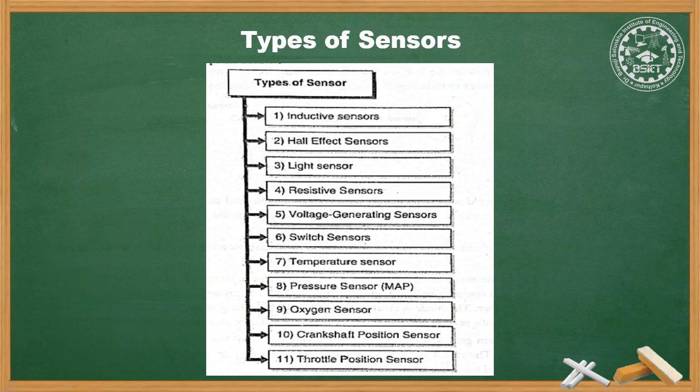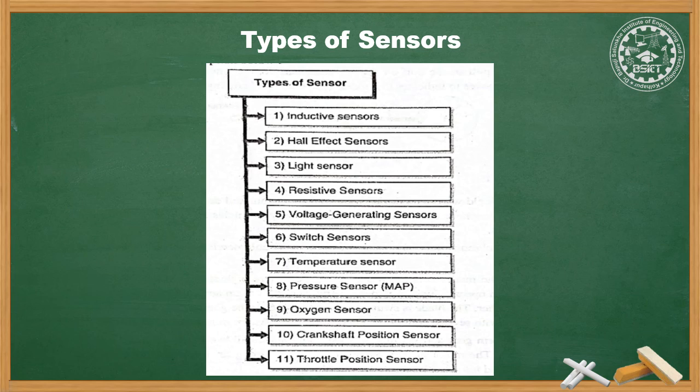Next is pressure sensor. The pressure sensor supplies the engine load information to the engine control unit or engine control module. The engine control module uses this information to calculate the fuel delivery. In addition, some engine controls will use MAP sensor information to calculate spark timing. That is the manifold absolute pressure sensor.